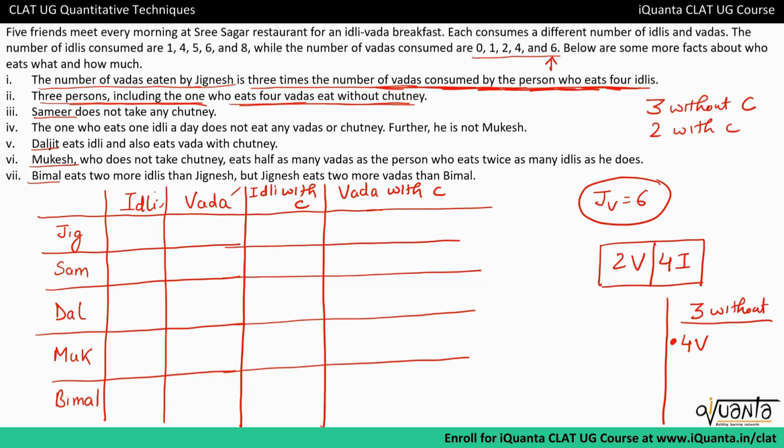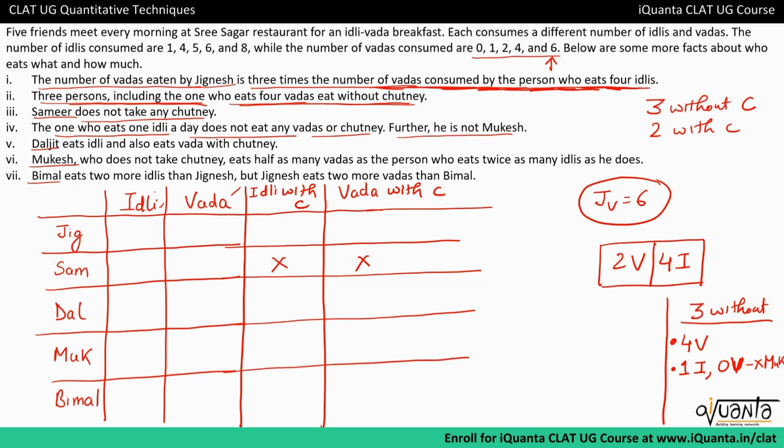Okay, next one is Samir does not take any chutney. So for Samir with chutney, I'll write crosses over here. Okay, next one is the one who eats 1 idli a day does not eat any vadas or chutney. Further, he is not Mukesh. So there is 1 person who is eating 1 idli, okay, 1 idli and 0 vadas. He is also in those 3 people who are eating without chutney, but this person is not Mukesh. Okay, so let me write not Mukesh over here. So we have found 2 people who are eating without chutney.